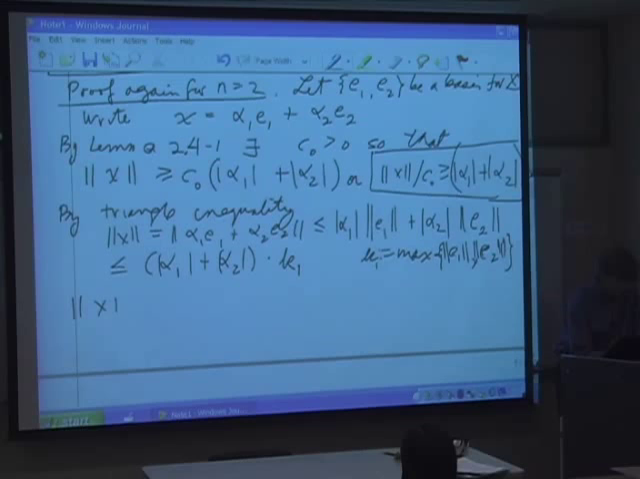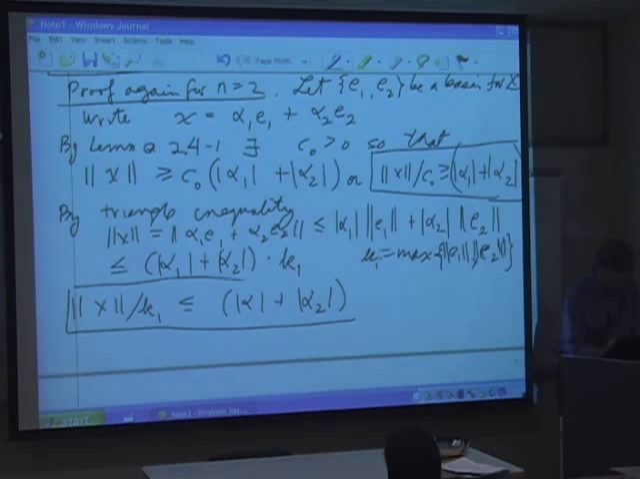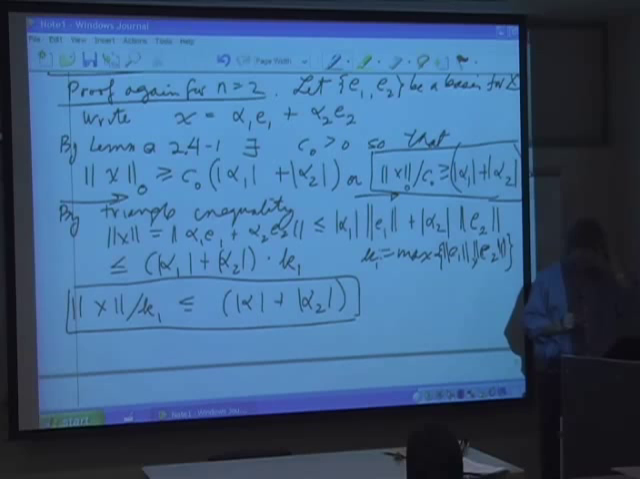Therefore, on the other hand, I have the norm of x divided by k1 less than or equal to the absolute value of alpha 1 plus the absolute value of alpha 2. If I put those two together, with the sum of alphas in the middle, I should have had a zero on the original one, because I was using the zero norm. I think I had it in the notes right, but there was supposed to be a zero here. So on the one hand, I'm using lemma 2.41 with the zero norm, and on the other hand, I'm using the triangle inequality with the other norm. So I have two different norms I'm playing with, but the sum of the absolute values is in the middle. And that's kind of the game.